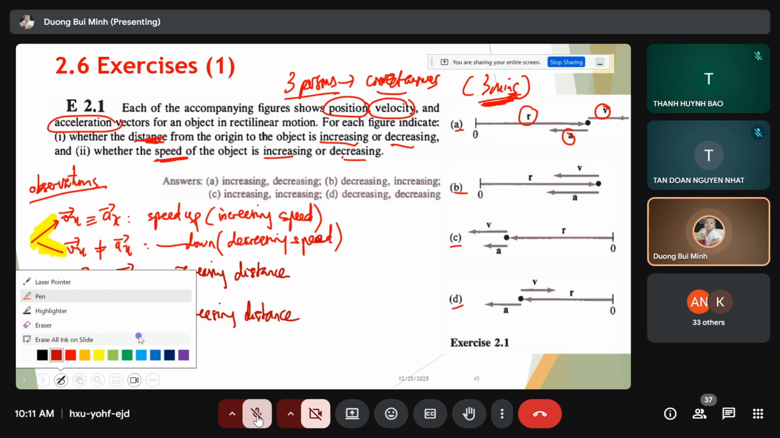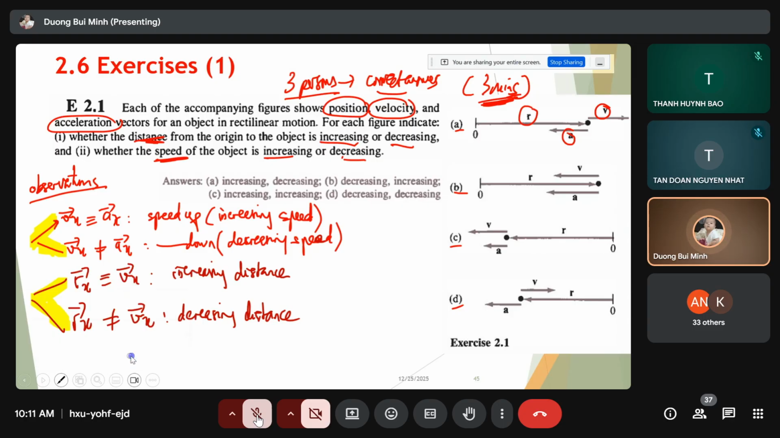Okay, so now check the answers. I hope some of you get the correct answer and then you get some extra points. Now R here and V here have the same direction, so increasing. V here and A here are opposite to each other, so decreasing. Now R and V opposite, decreasing. V and A the same, increasing. R and V the same, increasing. V and A different, decreasing, different, decreasing.